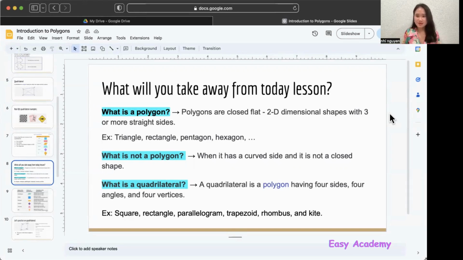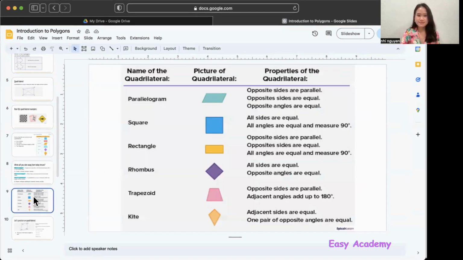What is a quadrilateral? A quadrilateral is a polygon having 4 sides, 4 angles, and 4 vertices. Some examples of common quadrilaterals are square, rectangle, parallelogram, trapezoid, rhombus, and kite. Here I have a table showing the 6 types of common quadrilaterals and their features.